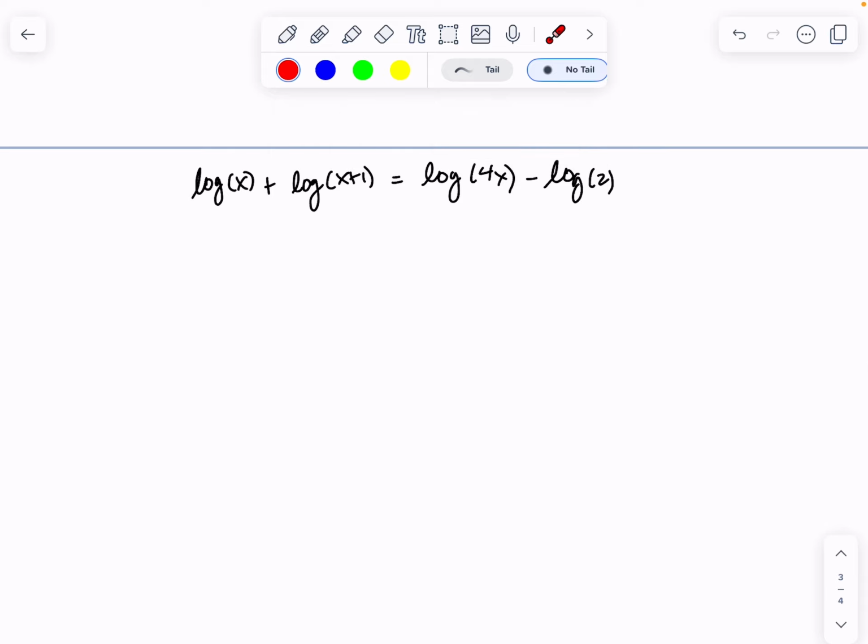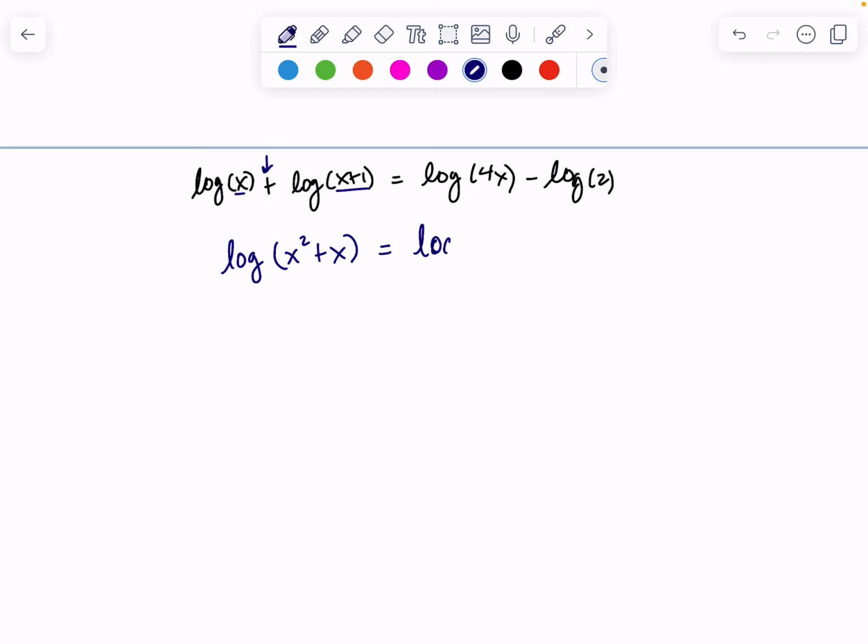So there's one other type that we can see. This one looks kind of similar to the one above where we have multiple logarithms going on. And so I'm going to do that same first step. As soon as I see multiple logarithms, I'm going to go ahead and condense them. On the left, it's multiplication because there's addition here. So this becomes the log of x times x plus 1. On the right, if there's subtraction, that's going to become division. So that becomes the log of 4x divided by 2. Well, 4x divided by 2 is just 2x.